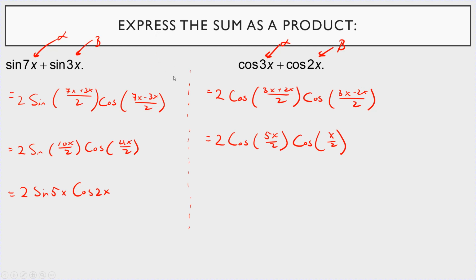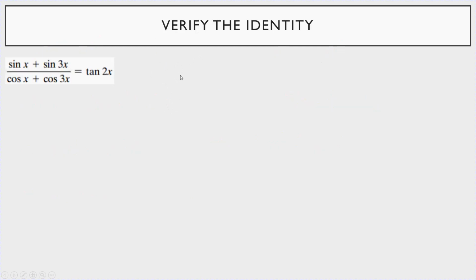All right, now let's use these formulas to verify a trigonometric identity here. Suppose you have something like this. I want to verify this: sine of x plus sine of 3x divided by cosine of x plus cosine of 3x. And I'm saying, hey, you know what this is equal to? This is equal to tangent of 2x. So you're going to have to pick a side. So you're going to pick the left-hand side here.